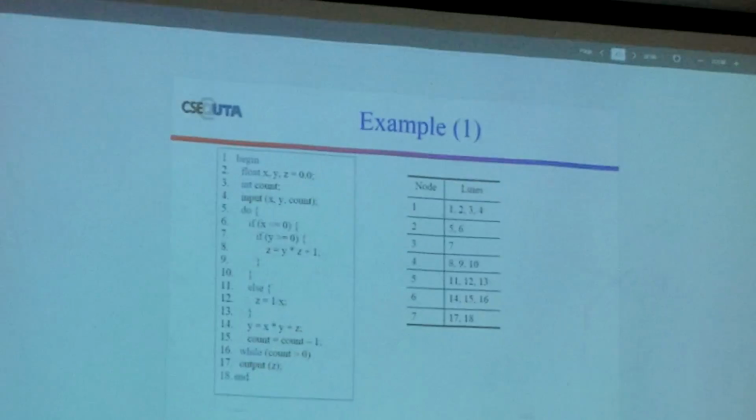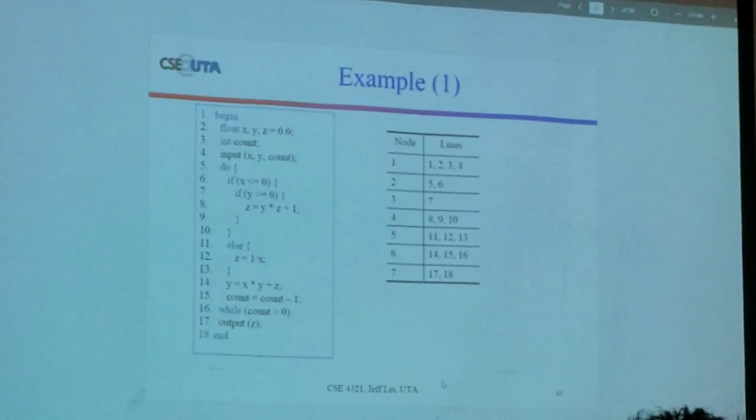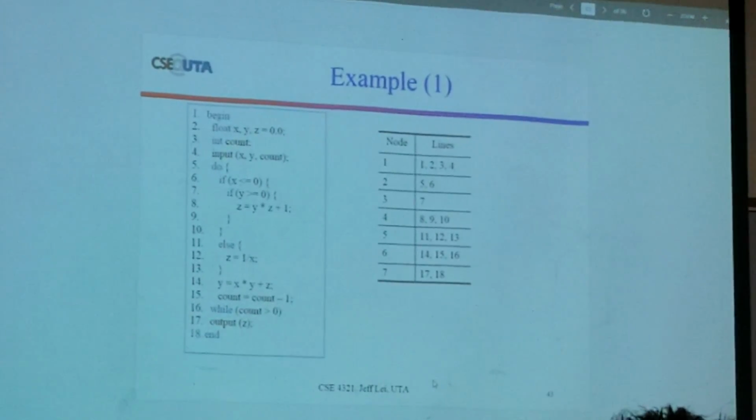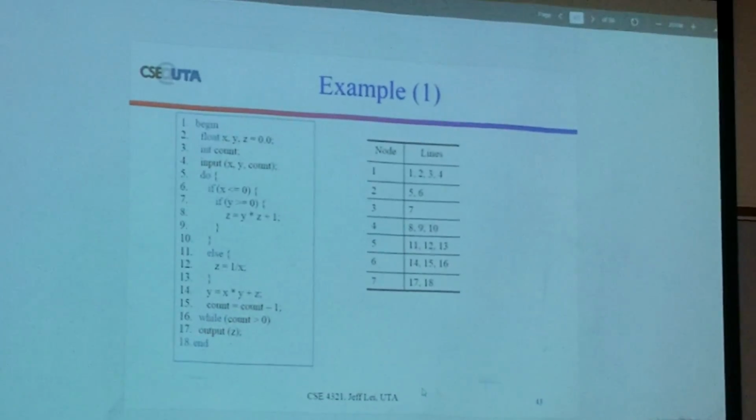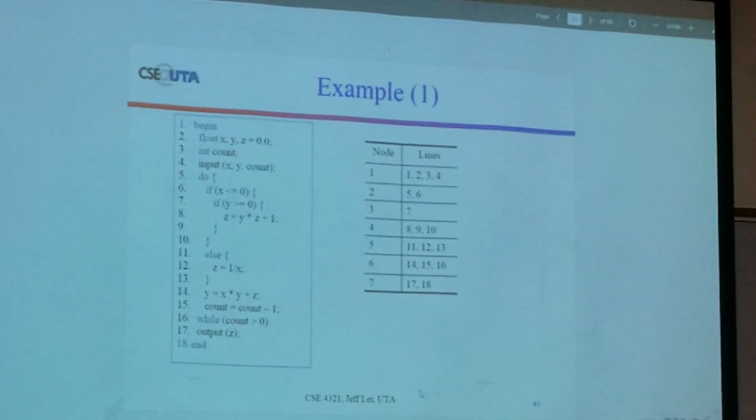If we look at the code, can you see why we cannot detect this bug? Remember the bug is in statement 914. It's supposed to be y equals x plus y plus z, right? Why is this bug not detected by these 4 test cases?